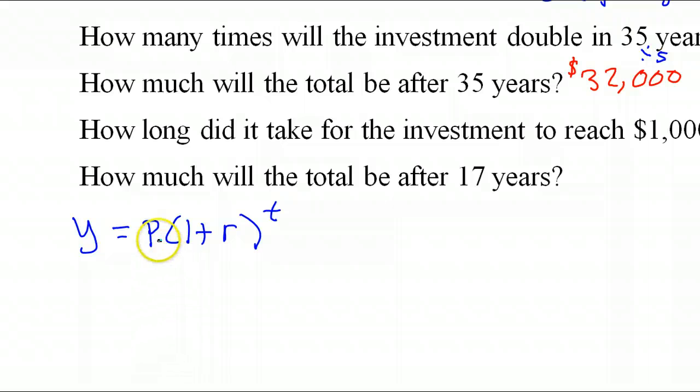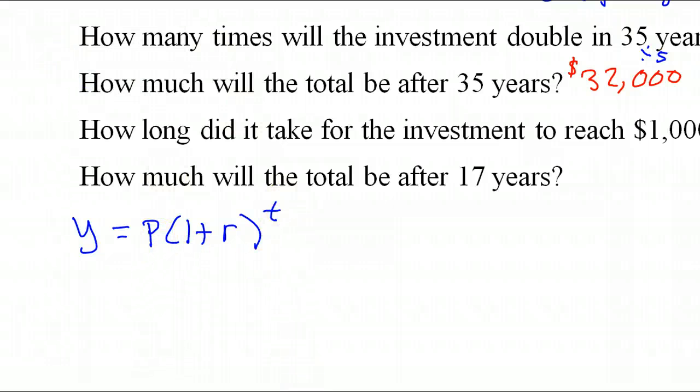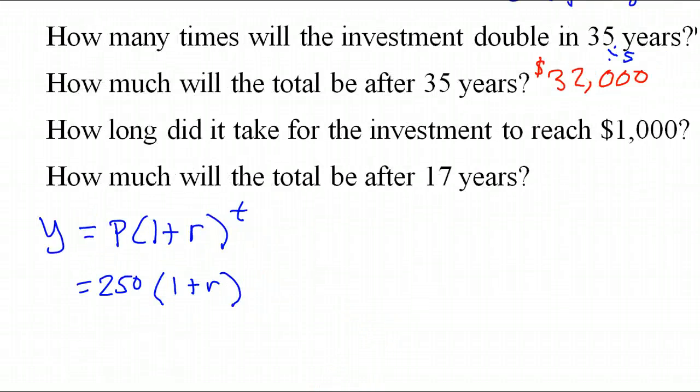Now, the initial amount, we know what that is. Okay, that was $250. So that means 250 goes right there. Okay, 1 plus the rate. Okay, we do not know the rate. The eventual amount years later, that's what this y is. And we know that too.